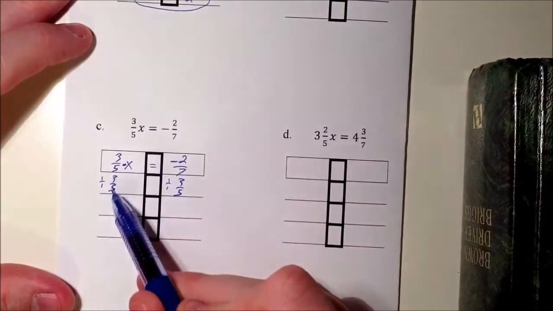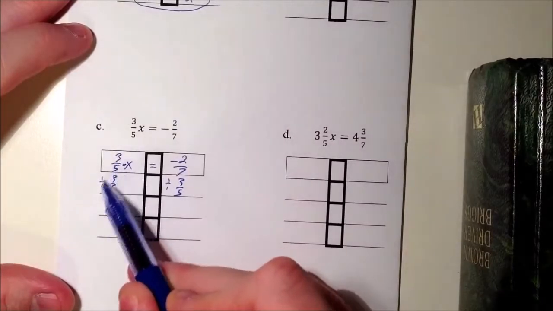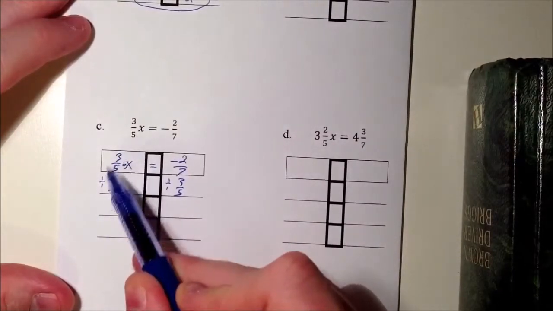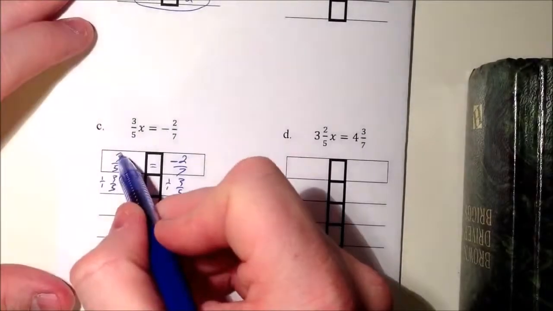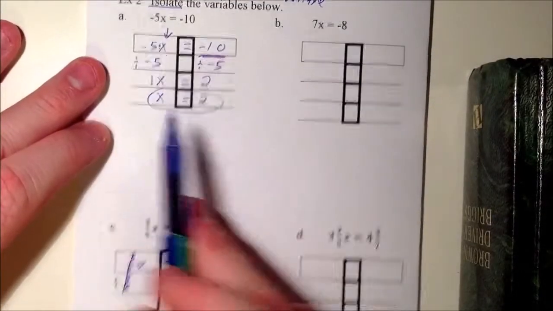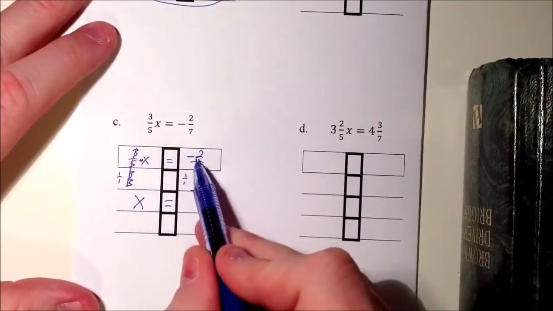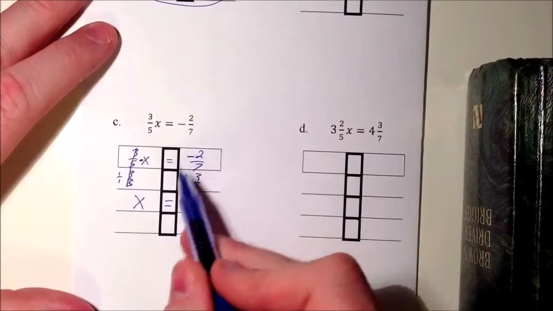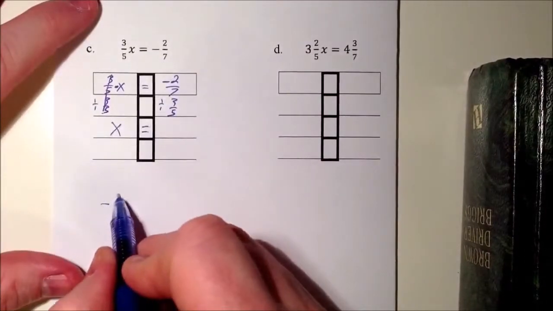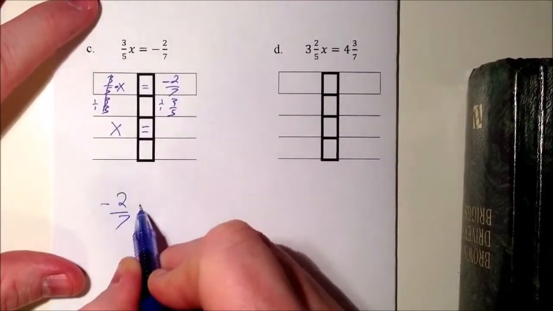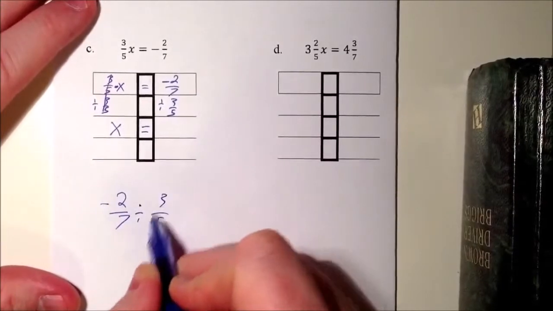Now this part looks whatever, but again, what's 3/5 divided by 3/5? What's anything divided by itself? It's 1. Because we said up here, 1 times x is x, so I can just say x now. It's gone, so it's just x. Equals, again, there's no way I'm doing that in my head. So I come down here: negative 2/7 divided by 3/5.